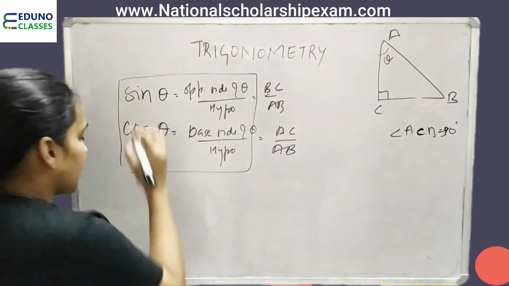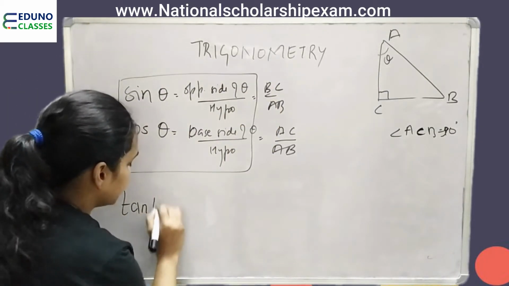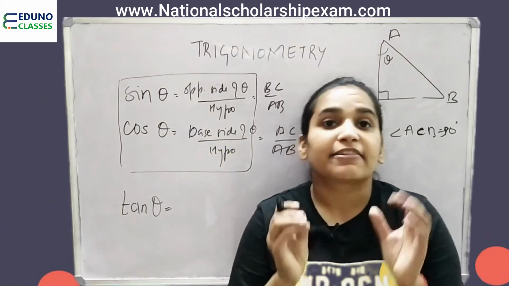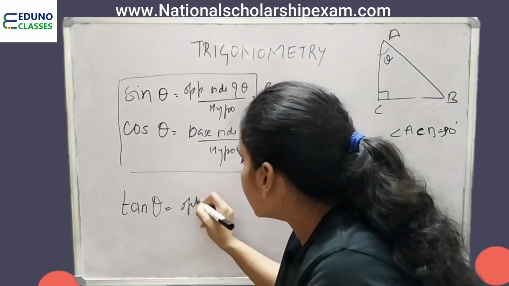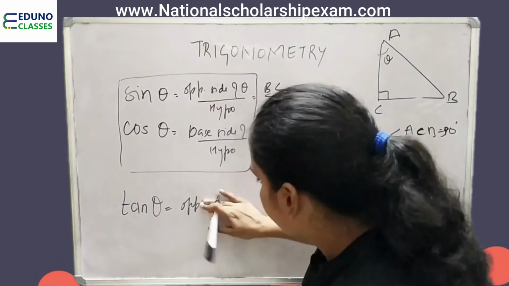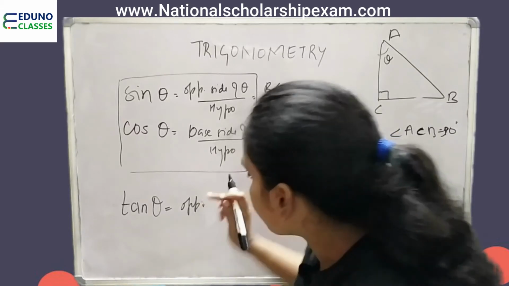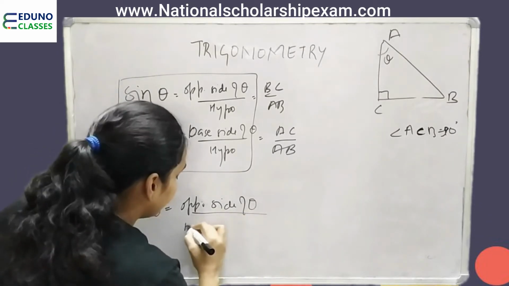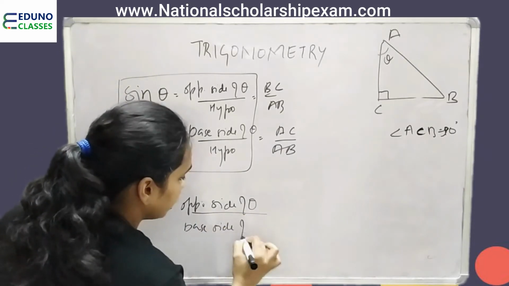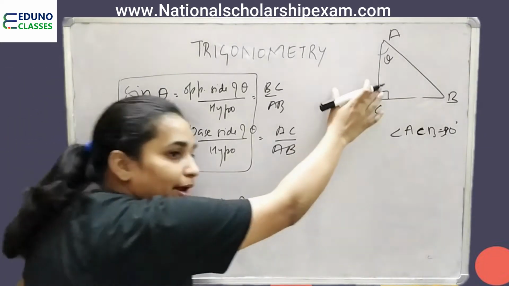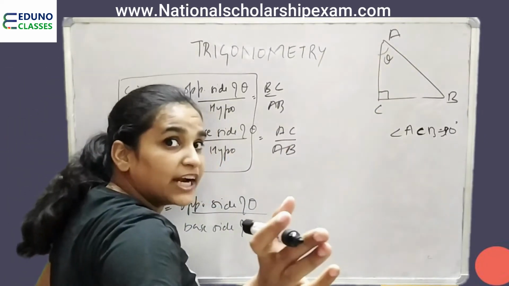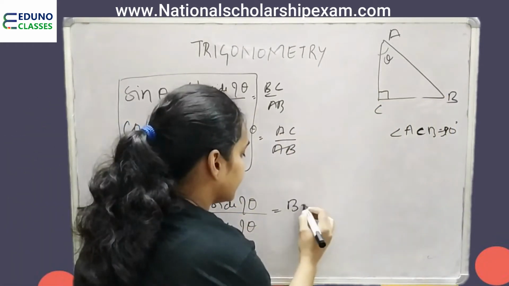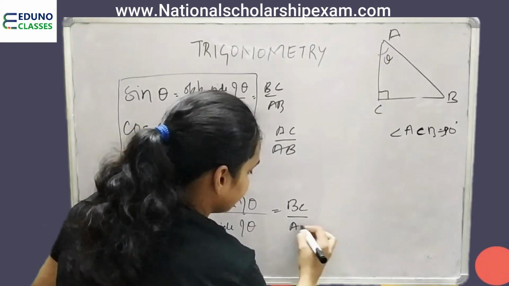Fine students. Now the new trigonometric ratio that we have today is tan theta. The formula for tan theta, remember, is the opposite side of theta upon the base side of theta. So for this triangle, the opposite side of theta is BC, and the base side is AC.